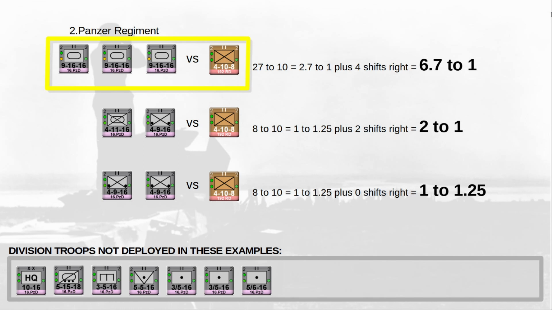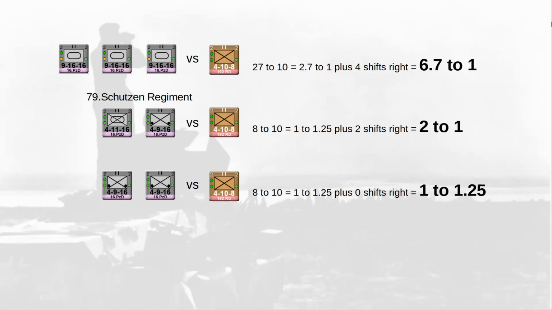This gives us odds of 27-to-10, or 2.7-to-1, in the Germans' favor. Because all 3 attacking German units are shock value 4, they shift the combat odds by 4. The Soviet infantry battalion has no shock. Therefore, the final odds are shifted from 2.7-to-1 to 6.7-to-1 in the Germans' favor.